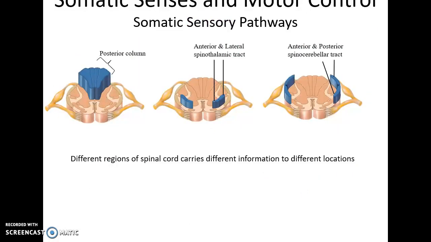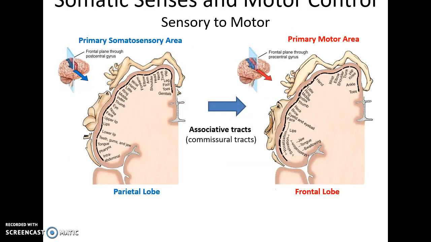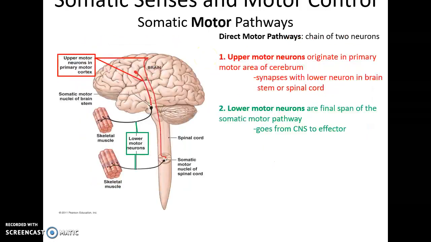So, the posterior column, the anterior and lateral spinothalamic tracts, and the anterior and posterior spinocerebellar tracts are the ones that carry this information to the brain. Right, from here we need an associative tract to send information to the primary motor area. The frontal lobe, this is where the command for skeletal muscle movement must occur from. Probably many neurons involved in this process, but for a direct route, you just need one neuron to communicate to that lobe.